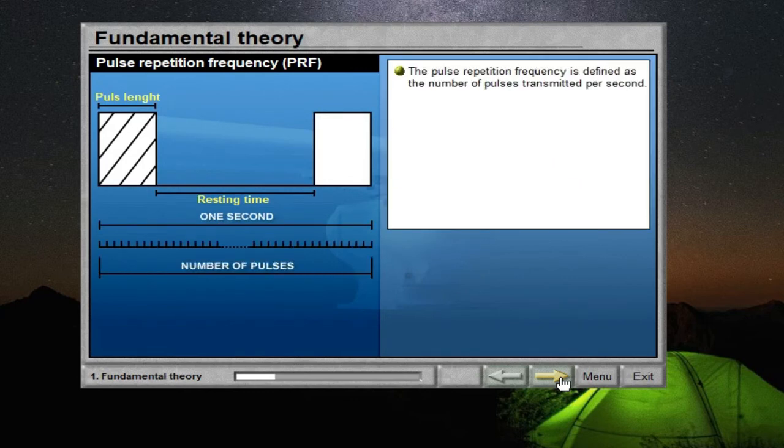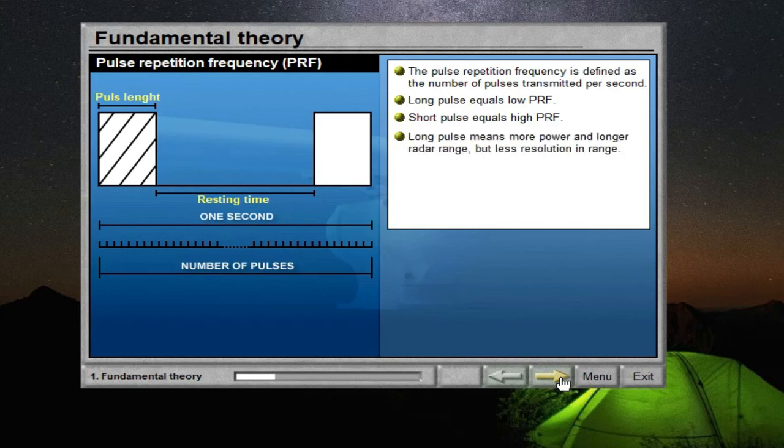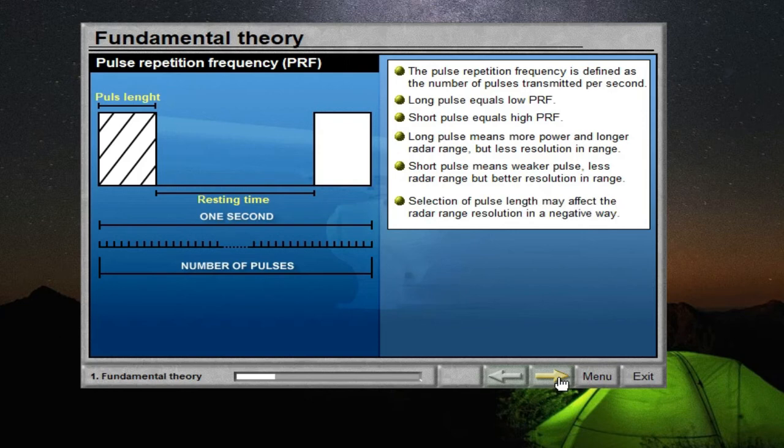The pulse repetition frequency is defined as the number of pulses transmitted per second. Long pulse equals low PRF, while short pulse equals high PRF. Long pulse means more power and longer radar range, but less resolution in range. Short pulse means weaker pulse, less radar range, but better resolution in range. Selection of pulse length may affect the radar range resolution in a negative way.